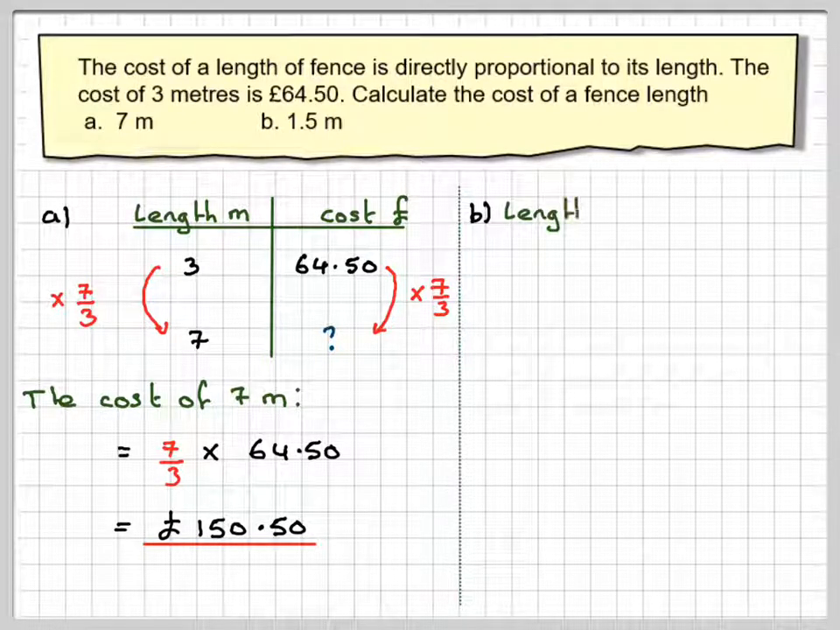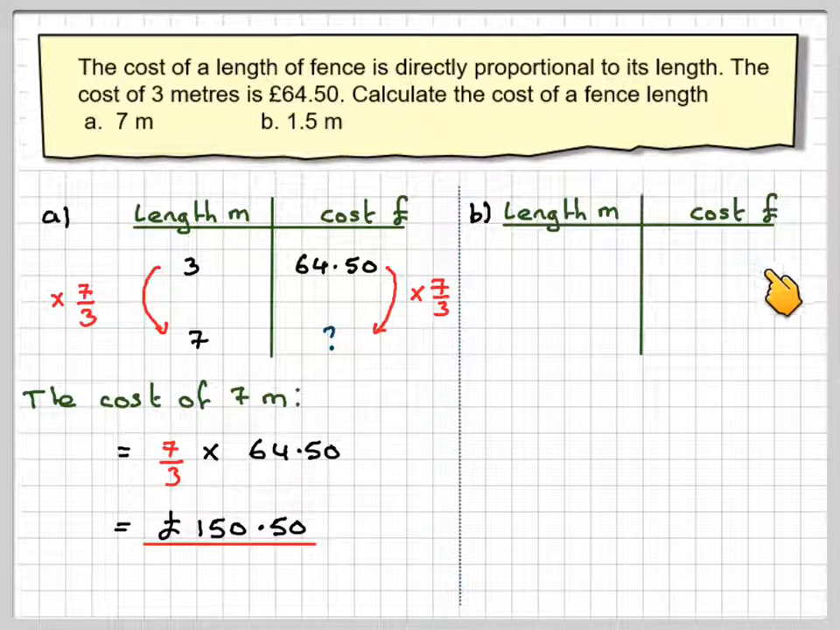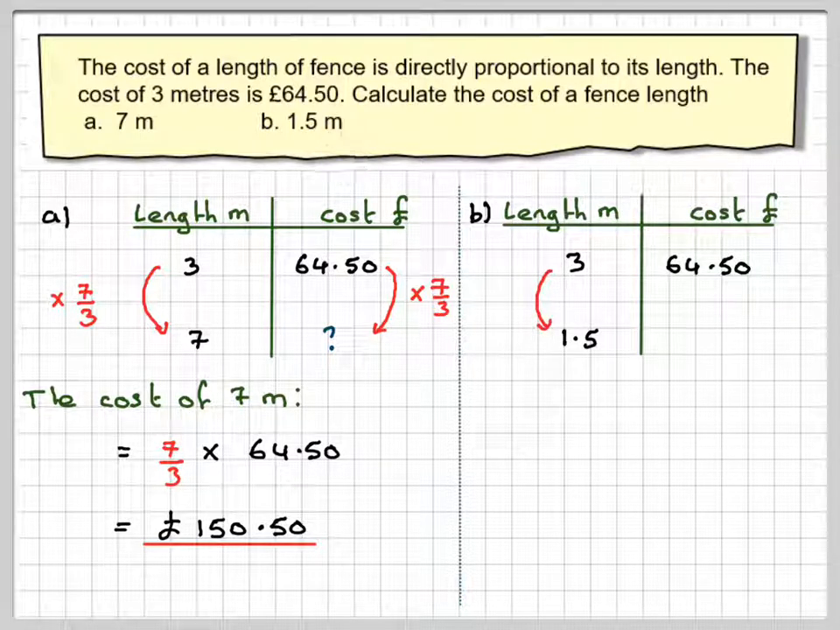For part B, we've got length in metres and cost in pounds. Again, we start with the idea that 3 metres costs £64.50, and now we want to find out how much 1.5 metres cost. How do we go from 3 to 1.5? Well, we multiply by 1.5 over 3, and this is okay, we can just use the fraction button on our calculator to put that in.